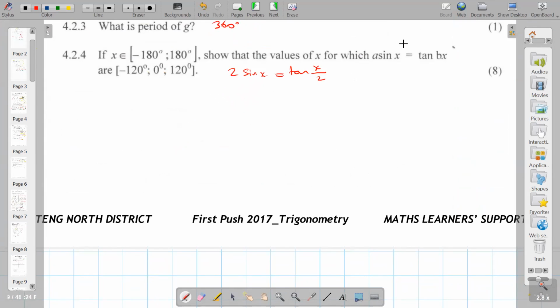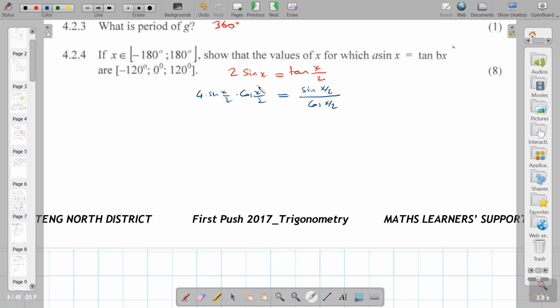Tangent is sine over cosine, but this is tangent x over 2. Now, I want to apply the double angle rule for sine because it is half of that. So we can do it this way. We can say 2 sine x is 4 sine x over 2 cosine x over 2, which is equal to, what is tangent? Tangent is sine x over 2 over cosine x over 2. I hope you are with me now. What happened here is instead of sine x, I wrote 2 sine x over 2 cos x over 2, but there's already 2 in front. That's why it becomes 4.